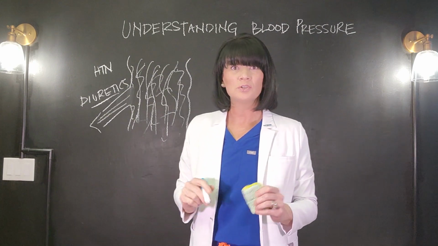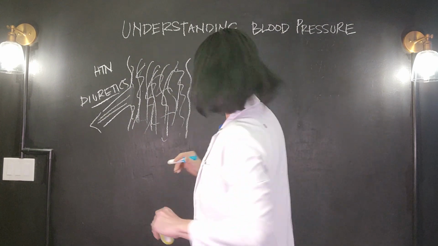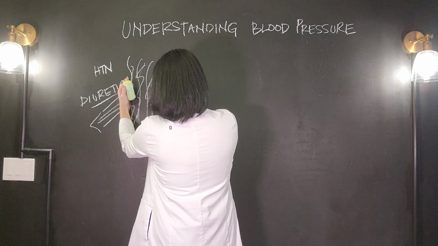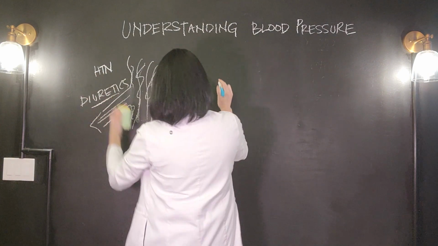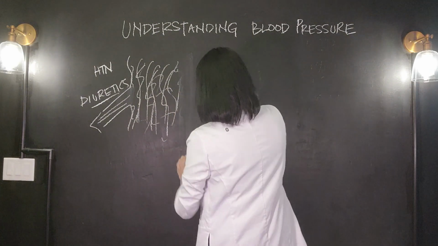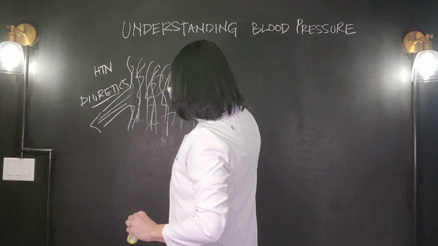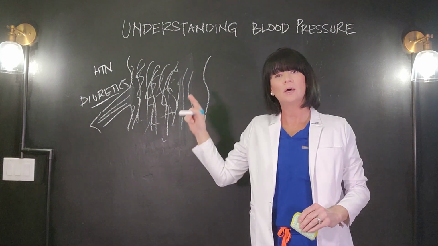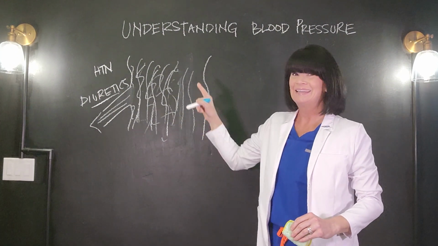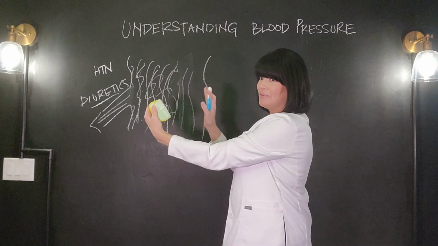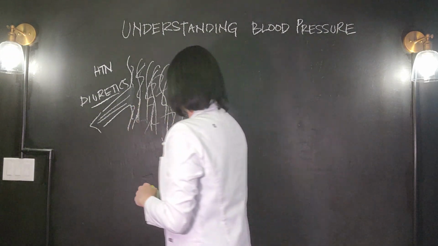Another way that we can also, for a patient that is experiencing hypertension, we can take these riverbanks and potentially move them farther out. So if all of a sudden my riverbank is here, guess what? It's not going to be going as fast. So another way that we can decrease blood pressure in a patient that has hypertension is we can give them a vasodilator.